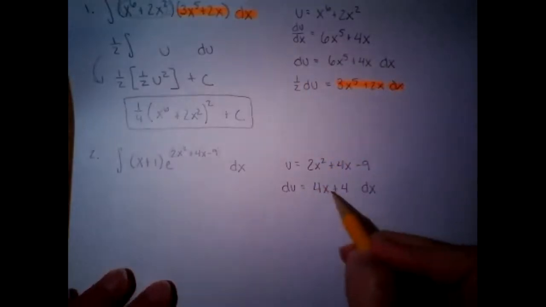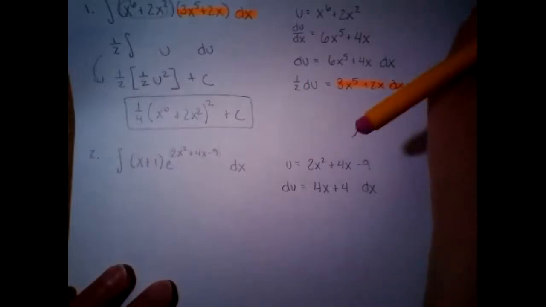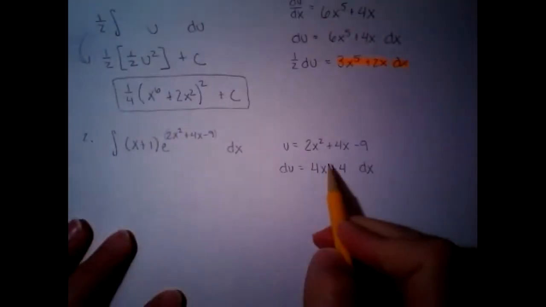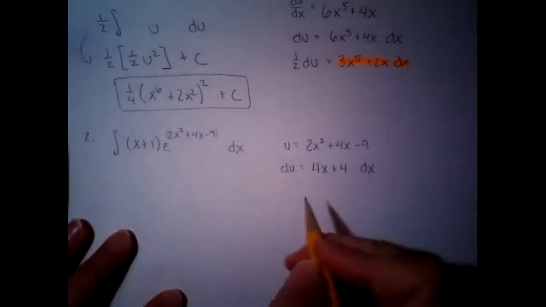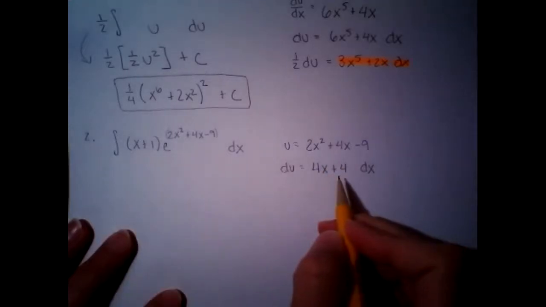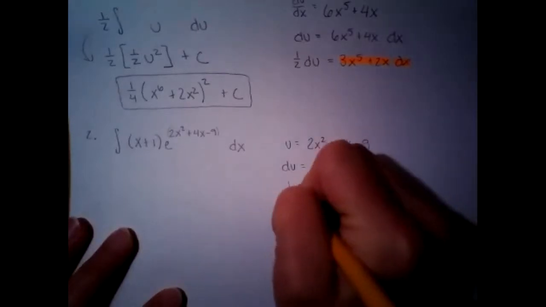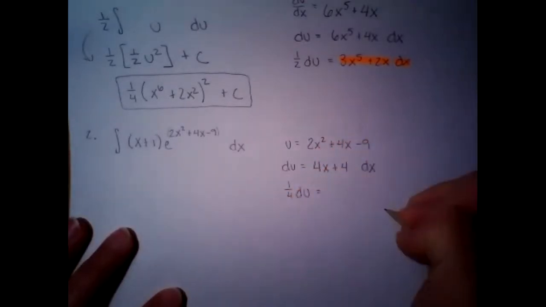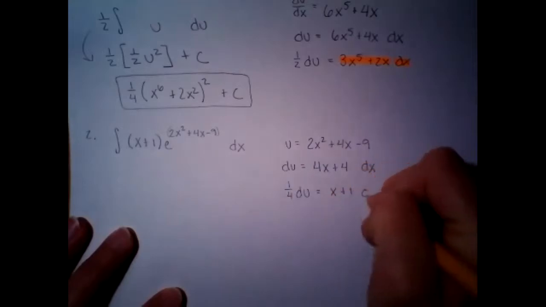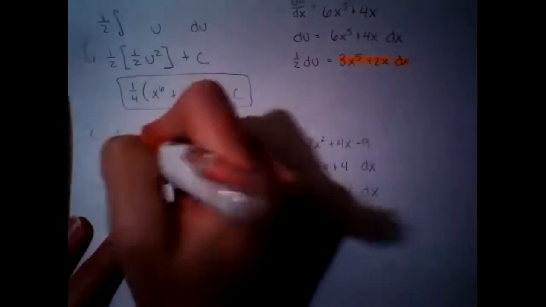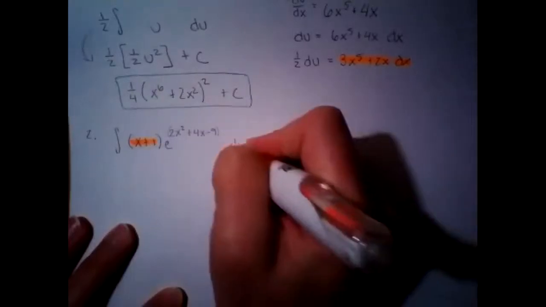And then you have to find that in the problem somewhere. And I swear it's going to match. These problems are set up to work. So look for this in the problem somewhere. What are we going to have to do to adjust it to make it match perfectly? Divide by 4. Perfect. So 1/4 du equals x plus 1 dx. And then if you want to, you can highlight it. It's going to match exactly the x plus 1 and the dx.